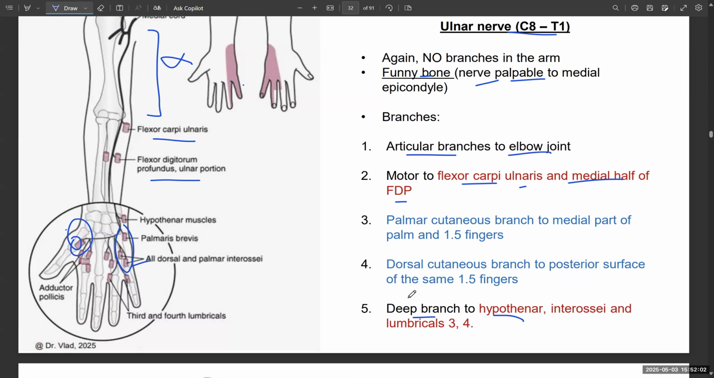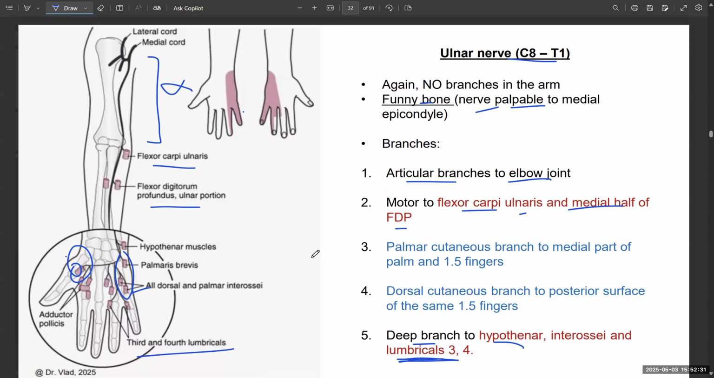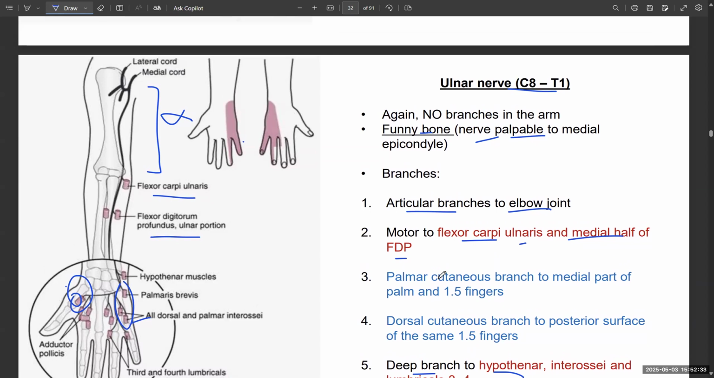So you have PAD and you have DAB. Palmar interosseous is going to help with PAD, so palmar adduction. Dorsal interosseous, DAB, so dorsal abduction. So PAD: palmar adduction, and DAB: dorsal abduction. Now, this also supplies the lumbricals, third and fourth. So over here, third and fourth lumbricals. Easy peasy. Now we move on to the sensory innervation.